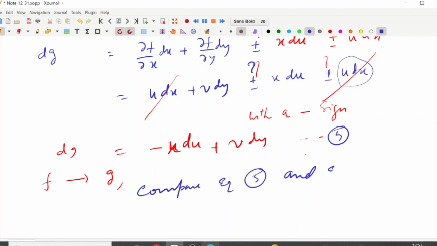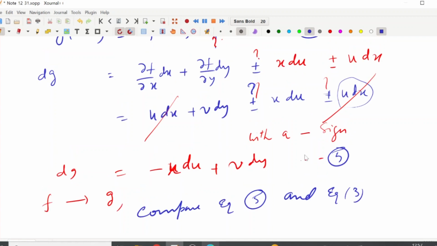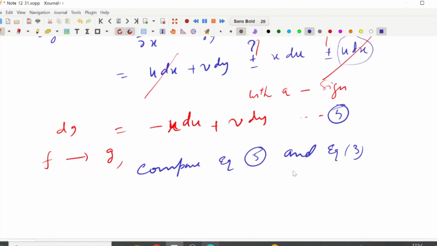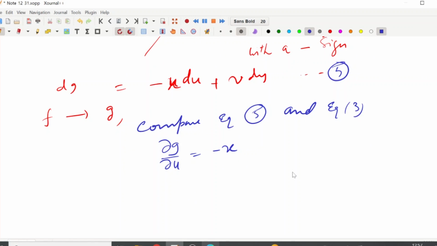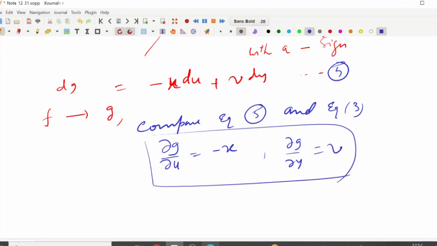And from equation 3, we find that del g del u is minus x, and del g del y is v. Okay. So, x is minus del g del u, and v is equal to this.